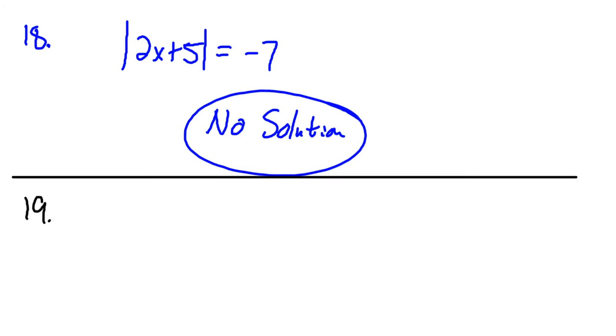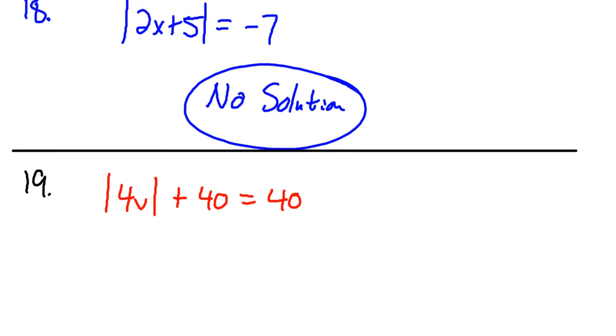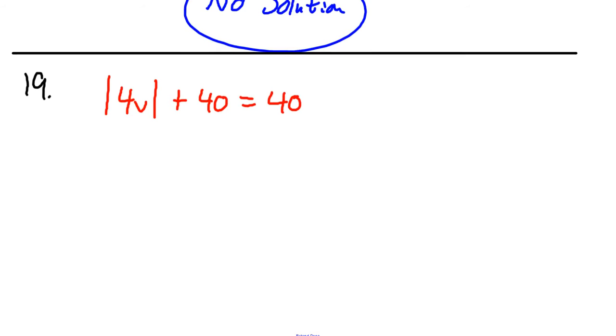All right, so for 19. Let's go with the absolute value of 4v plus 40 equals 40. Okay, and again, before you can do anything, you've got to get rid of this positive 40. So we're going to subtract 40 from both sides. We've got the absolute value of 4v equals 0.